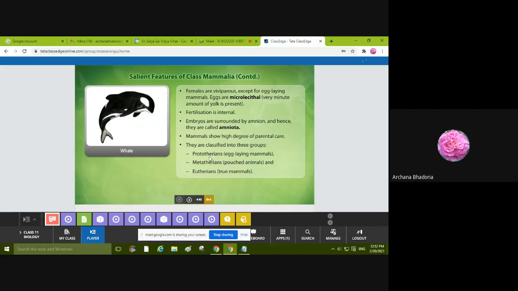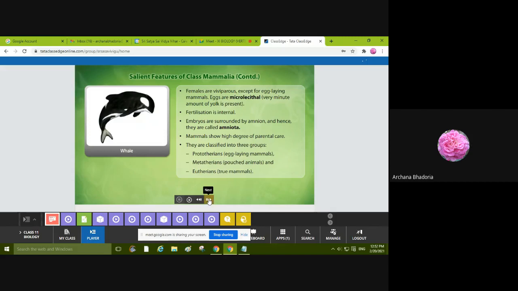Further, they are classified as prototherians, the egg-laying mammals. Metatherians, the pouched animals like your kangaroo. And eutherians, which are the true mammals. Noted, everyone?